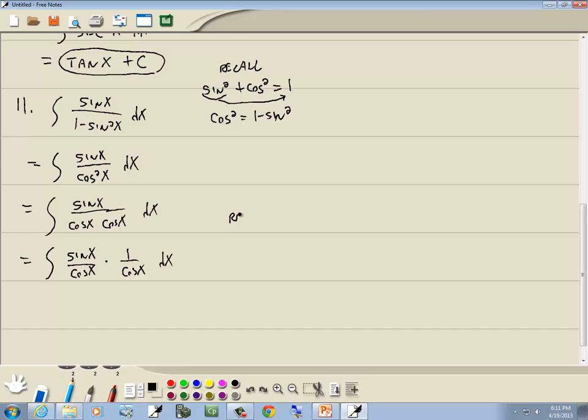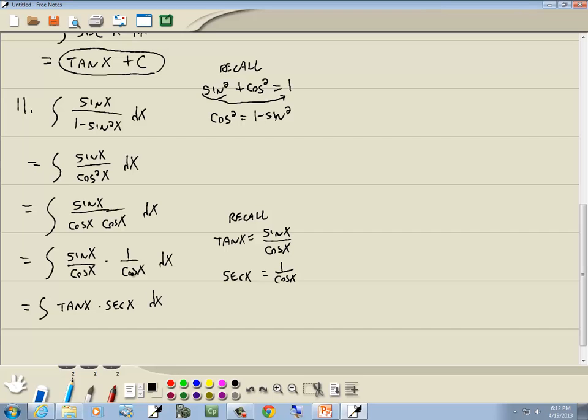And also recall, and again, I don't know if this is really going anywhere yet, but tangent is equal to sine over cosine. And I think we already said this up above, but secant is equal to 1 over cosine. Which means I can now rewrite this. That's tangent. So we got tangent. And 1 over cosine is secant.